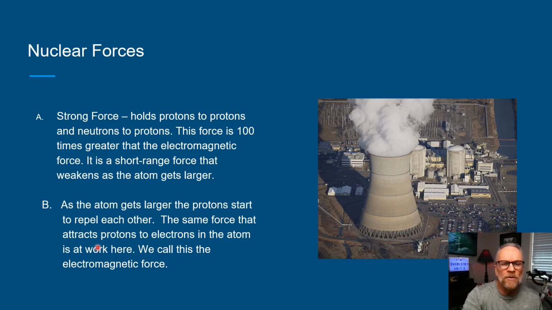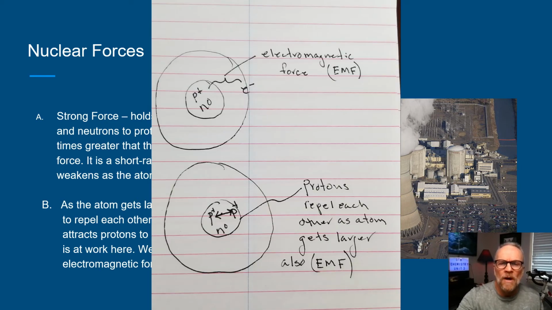The same force that attracts protons to electrons in the atom is at work here. We call this the electromagnetic force. Okay, so within the nucleus of the atom, you also have electromagnetic forces that repel positive particles. It's the same force that holds the electron in the atom. So in the center of the atom, where you have protons and neutrons, I'm not doing a great job of drawing here, but you have this positive force in the center of the atom.